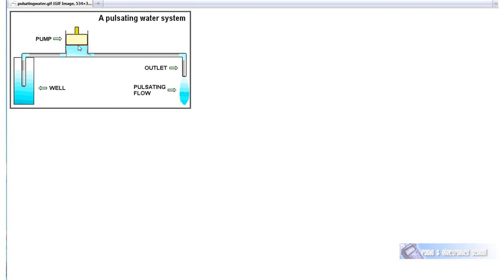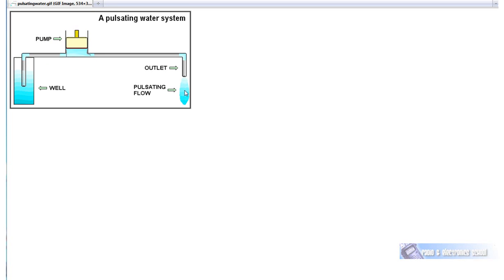What we've got is a pump, a piston pump, and when the pump goes down, this valve opens and water flows out the outlet. So when the pump goes down, it pushes water out, this valve opens, and water comes out of the outlet. When the pump comes up, this valve opens and water is drawn out of the well into the pump. There's a problem with this type of pumping system in that we get pulses of water here. We don't get a continuous flow of water.